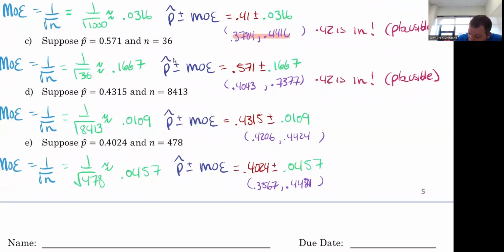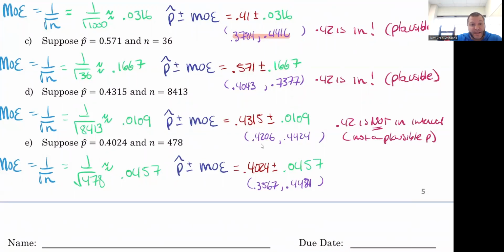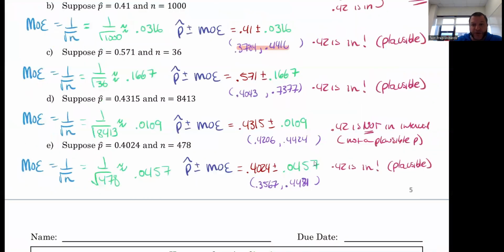In D, notice that 0.42 is not in the interval. So therefore, it's not a plausible value of the parameter. Even though it's really close, it doesn't matter, right? It's the fact that it's just not in this interval that is important. And if we look at the last one, 0.42 is in this interval, so therefore it's a plausible value for the true parameter.